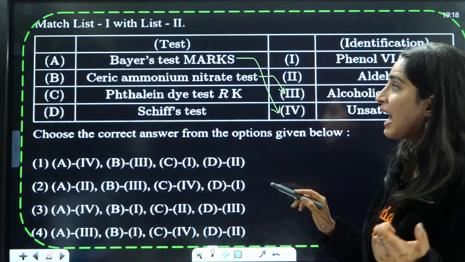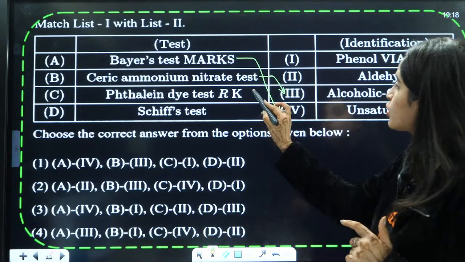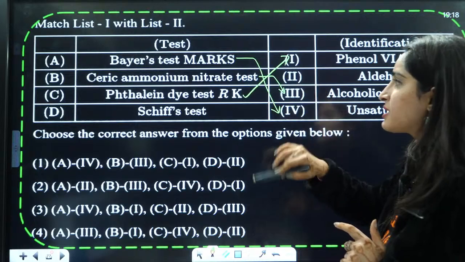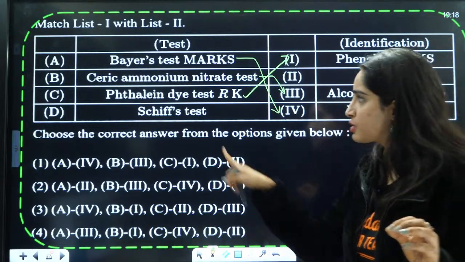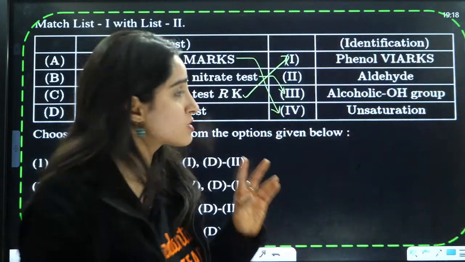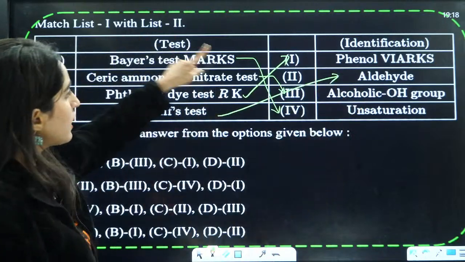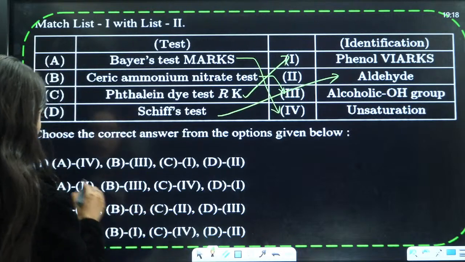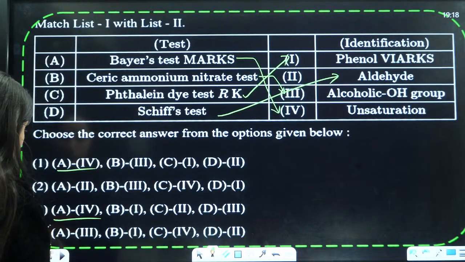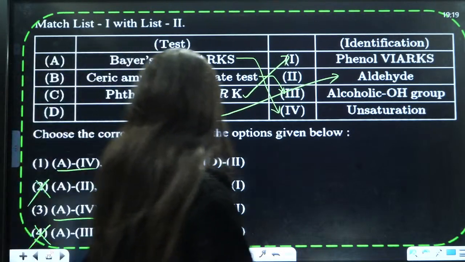Next is the phthalein dye test, which is used to identify phenols, right? Last is Schiff's test. This we have done in aldehydes, right? This is used to identify the aldehyde. So answer: A is 4th. A is 4th means 2nd and 3rd cannot be the answer.